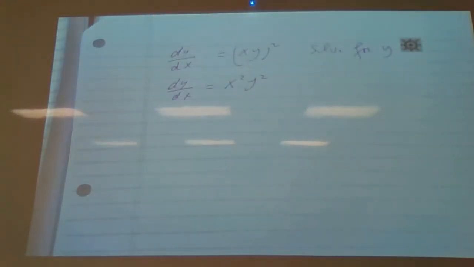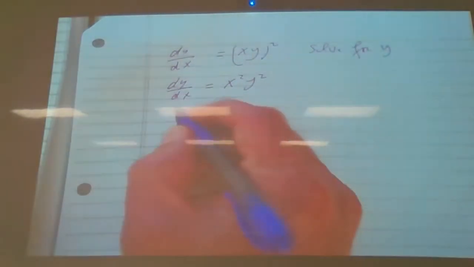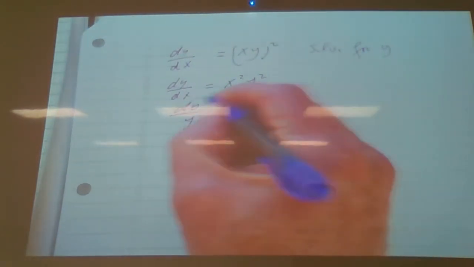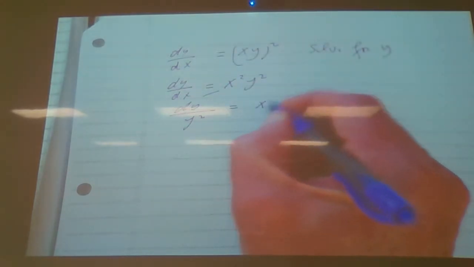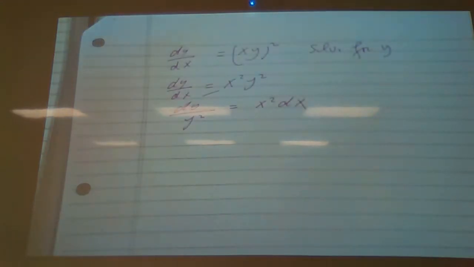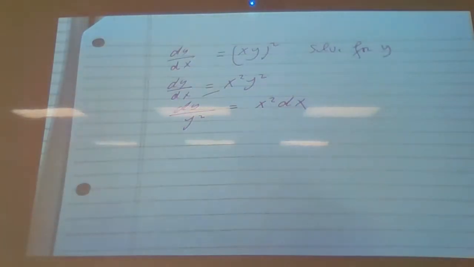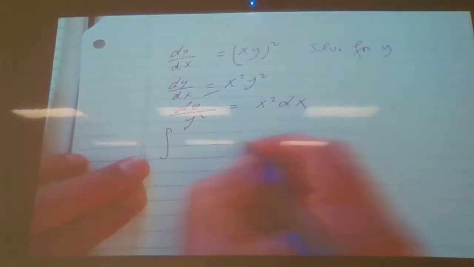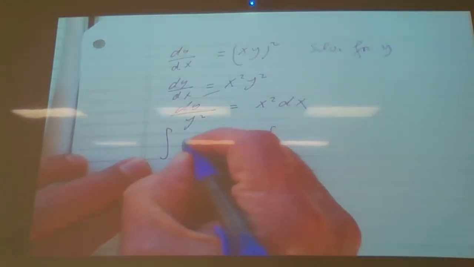Now I need to separate the variables, bring the x's to one side, bring the y's to the other side. Since I already have the dy here on the top, I'm going to divide by the y squared. That means I'm going to multiply up with the dx. It's like cross multiplying. So this is what I have. dy over y squared is equal to x squared dx. So now I need to take the integral on both sides.